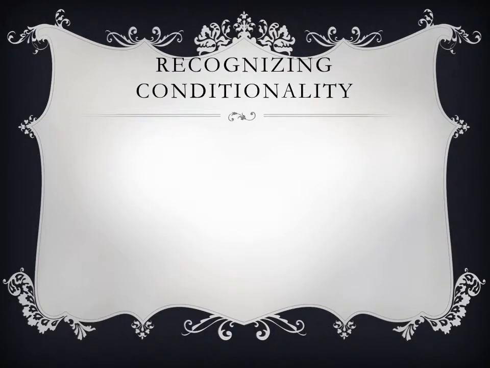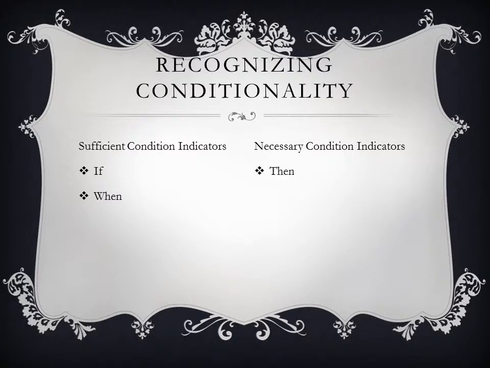How do we recognize conditionality? Well, there are indicators. For sufficient condition indicators, there are if and when. For necessary condition, there is then, must, only if, and unless. When we go over the logical reasoning section of the exam, and I begin to discuss conditionality or conditional reasoning, however you want to phrase it, there are a lot more.